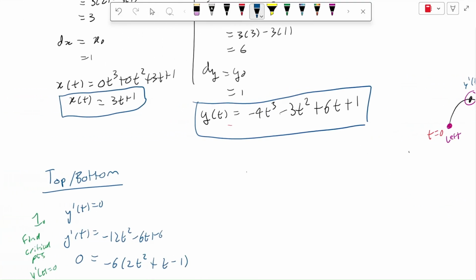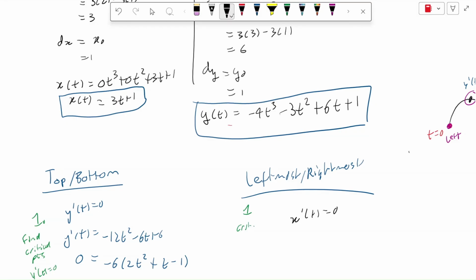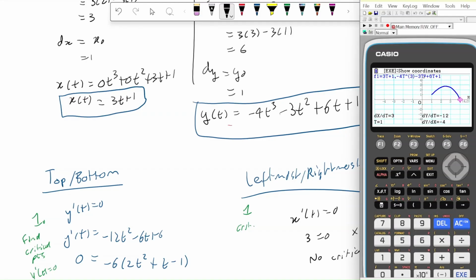So let's, in this question, check our leftmost and rightmost. We're going to follow the same steps. Step 1 will be to find your critical points, and this is going to be for x dash of t equal to 0. x dash of t is 3, so we've got no critical points. And if we look at our Bezier curve, yes, there's a bit where it's flat top to bottom.